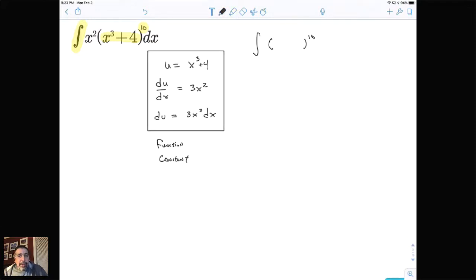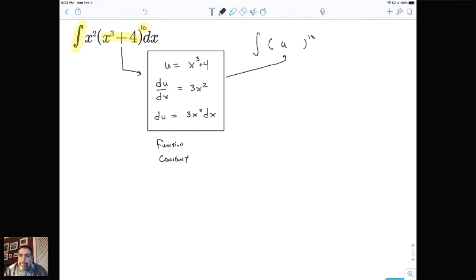I can't have x's in my new integral. So what I need to do instead is bring my x's into this box, and by bringing it into the box, I can rewrite it using u instead. So the idea is to rewrite our entire x integral in terms of u. We bring this into the box as x cubed plus 4. But if you look in the box, we see that x cubed plus 4 is exactly u. So it enters the box as x cubed plus 4, but it's going to leave the box as u.